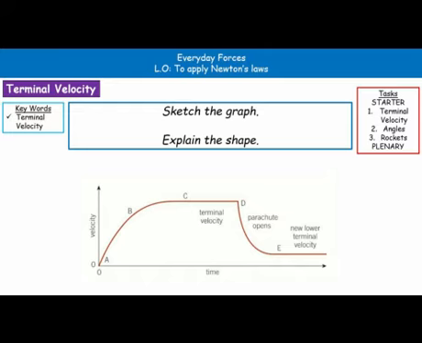And I'd suggest the way you explain it is at point A, say what's happening and why. At point B, say what's happening and why. And so on right the way through to point E. So sketch the graph, explain the shape. I'm going to give you about 4 minutes to have a go at this.